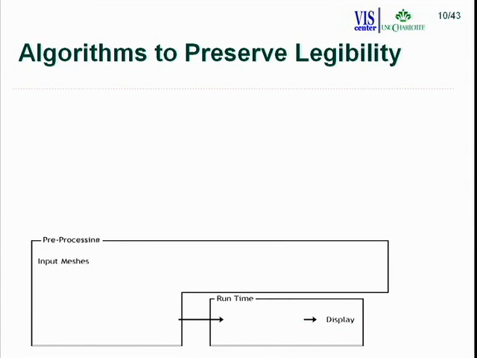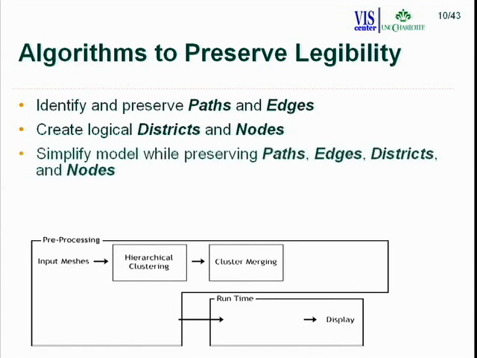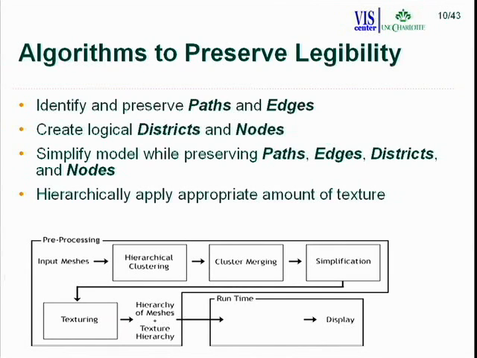There are about 5 steps to our algorithm in order to preserve legibility. In order, the first thing we do is we try to identify and preserve the paths and the edges, and we do that through hierarchical clustering that I'll be talking about. The second step is creating logical districts and nodes, and we do that through cluster merging. The third step is simplifying the model while trying to preserve paths, edges, districts, and nodes, and that's done through our simplification process. Then we hierarchically apply the appropriate amount of texture, and that's through the texturing process. These 4 steps combine to become the pre-processing step. At the end of this pre-processing step, you end up with a hierarchy of meshes as well as a hierarchy of textures.